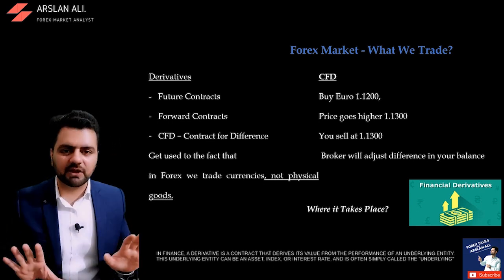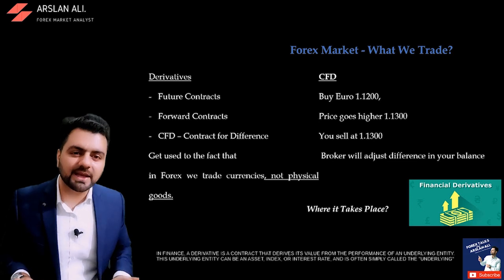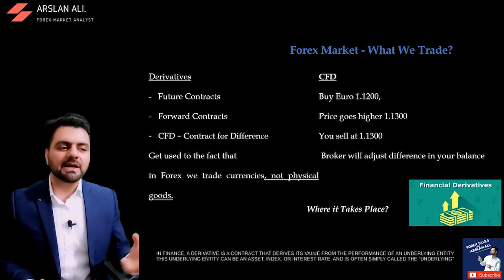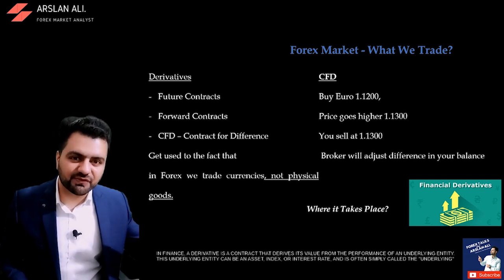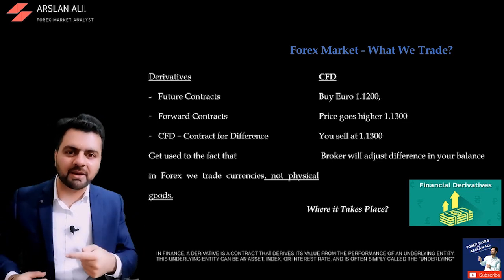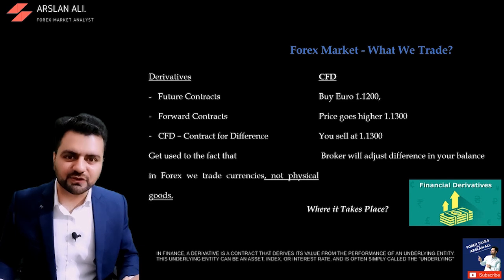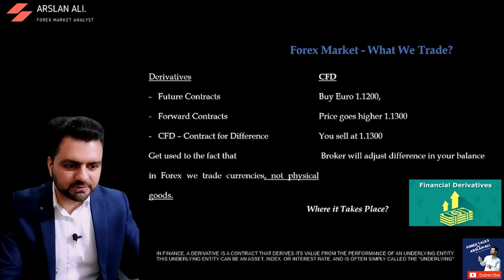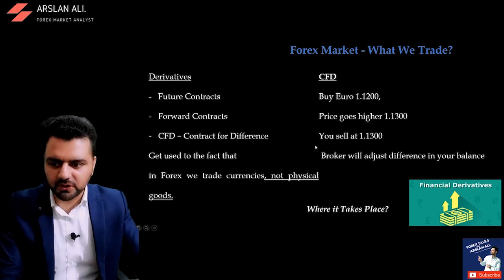So if my previous balance was 1K, now it will be 2K. This is what we call a contract for difference. The broker will adjust the difference of the buying and selling prices in my balance. So that's how it works actually. Okay, now let's move on and take a look at the next slide.